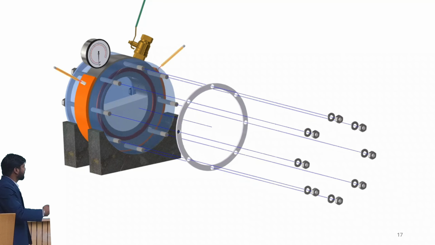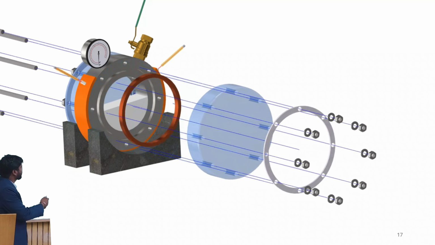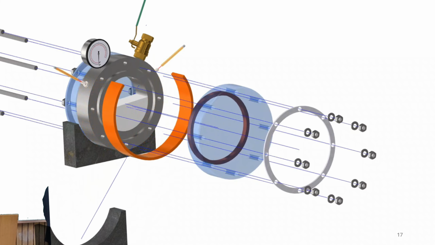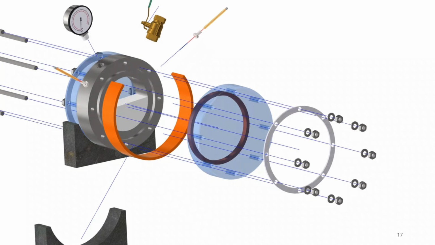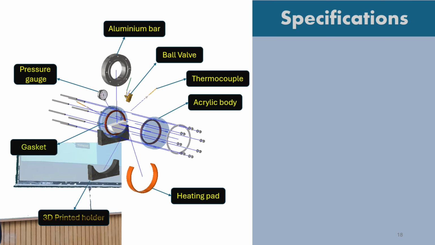There are some nuts and bolts. There is a flange to hold the pressure. This is an acrylic transparent plate. This is a gasket. It's a base holder. It's a heating pipe. That's a pressure gauge. That's a thermocouple. And this is an aluminum heating pipe.